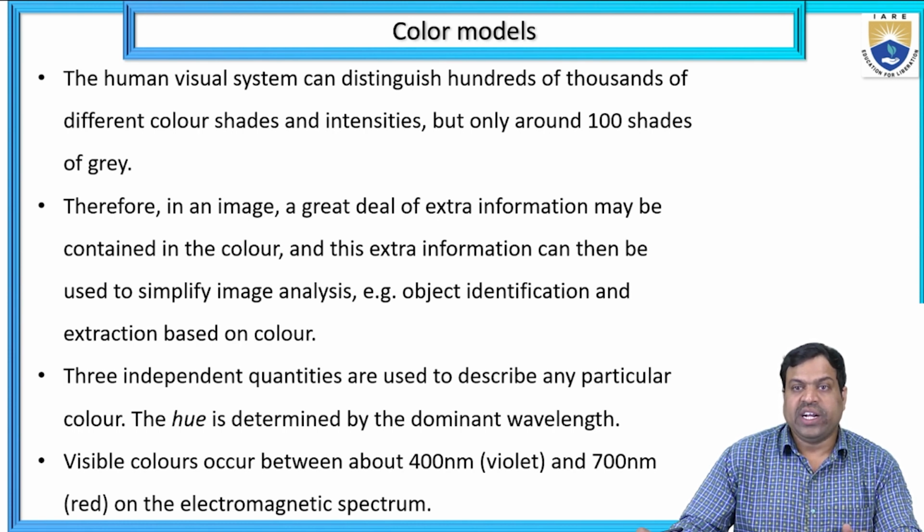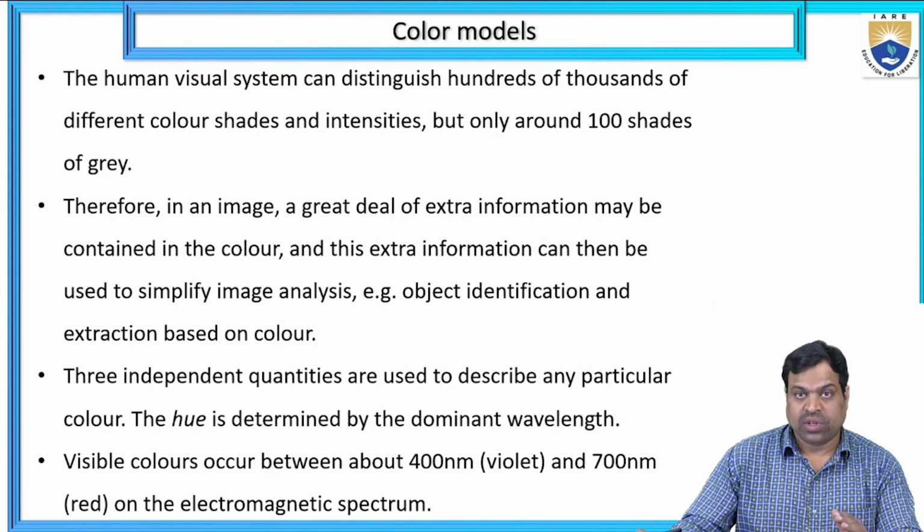So, there are 3 independent quantities used to describe any particular color. The hue is determined by the dominant wavelength. Visible color occurs between about 400 nanometers, violet, and 700 nanometers, red, on the electromagnetic spectrum. In an image, a great deal of extra information may be contained in the color. What is the extra information we are getting from the image? That is the analysis of the image. Example, object identification and extraction based on color.